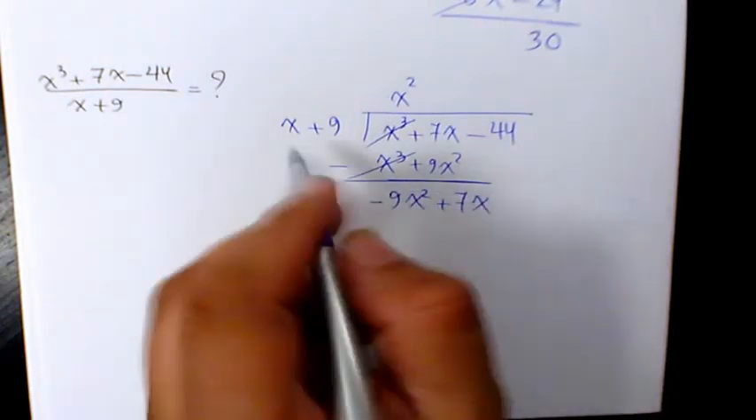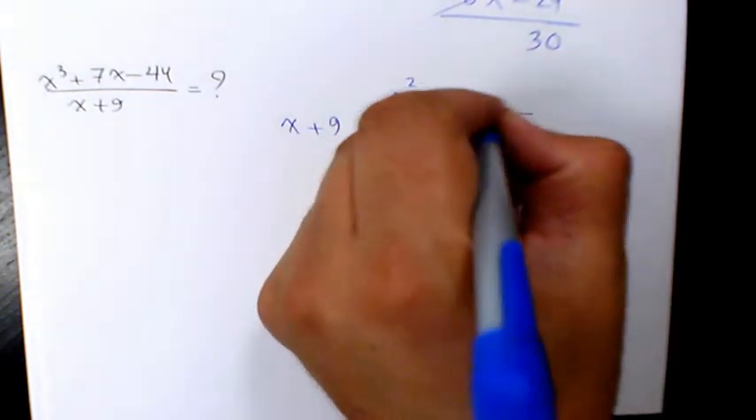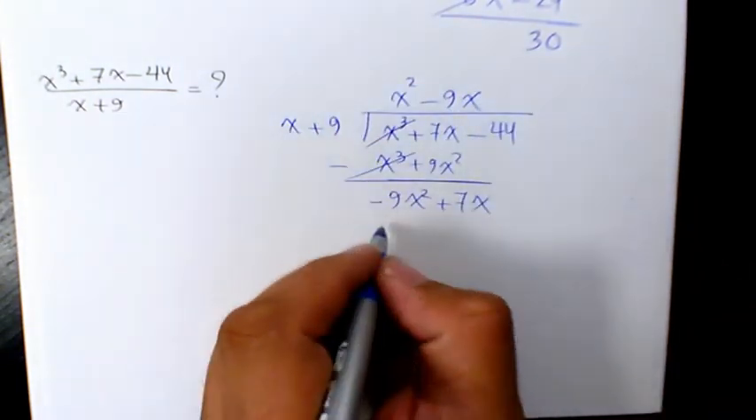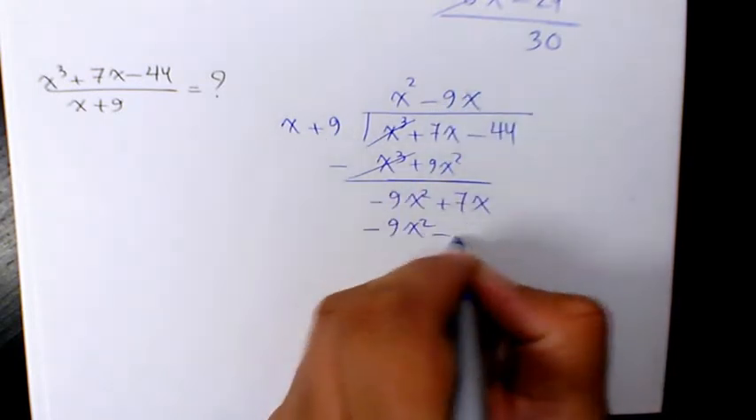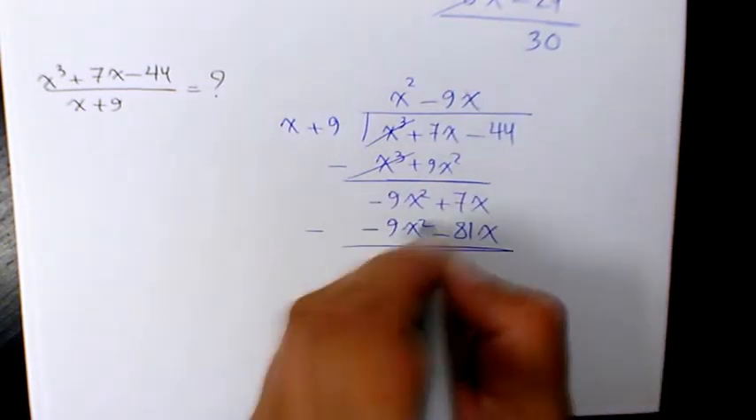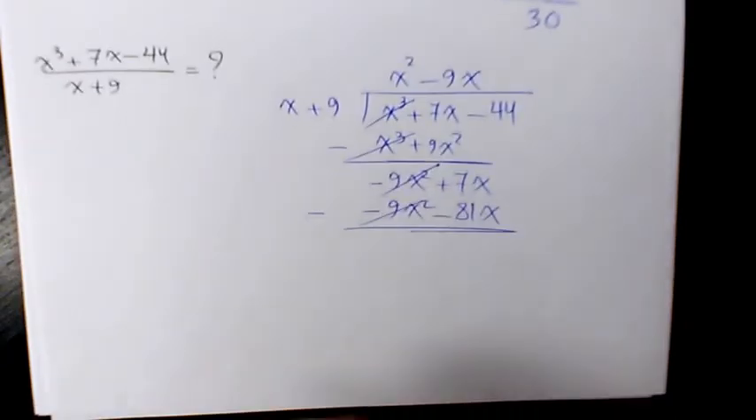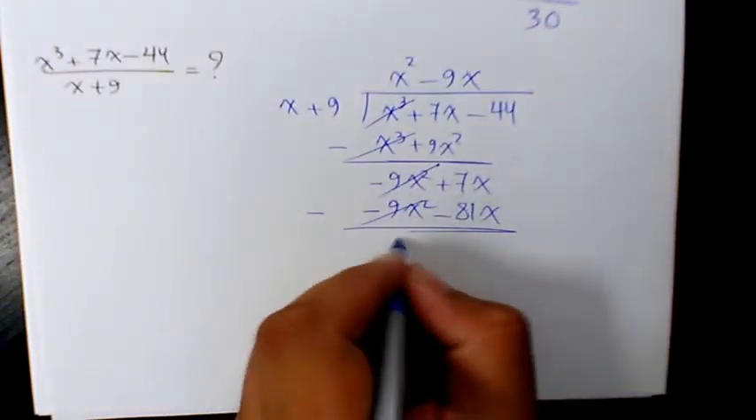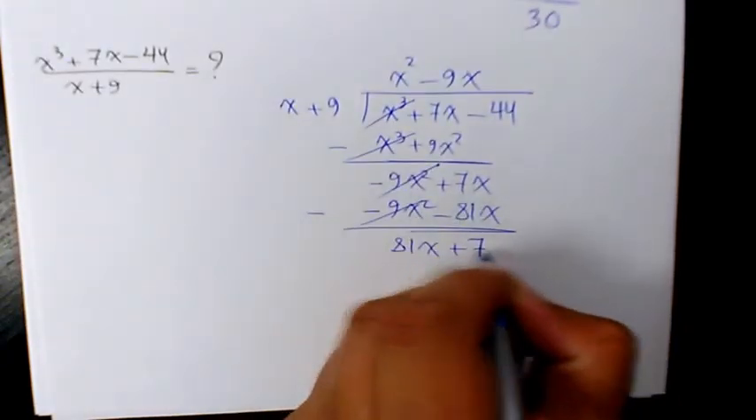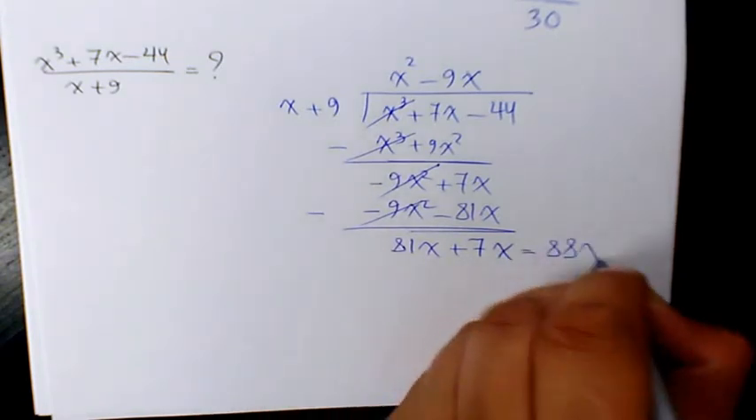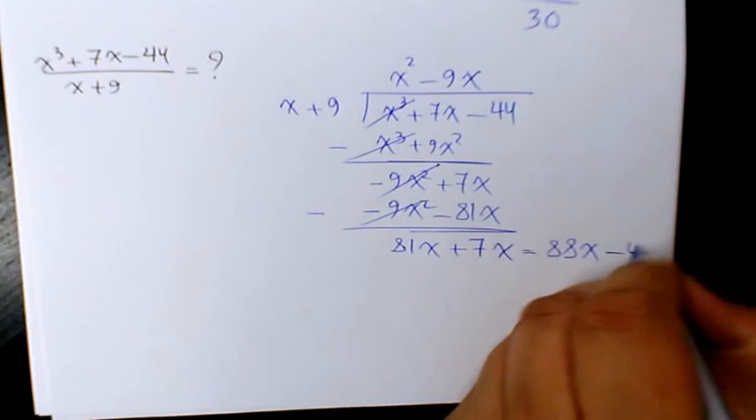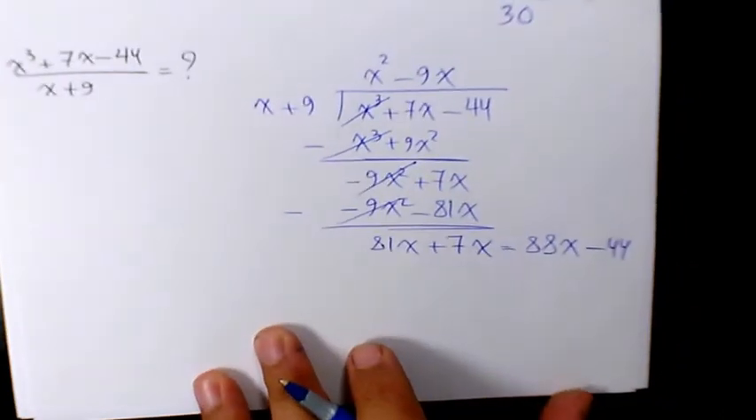Negative 9x squared divided by x is going to be negative 9x. Negative 9x times x is going to be negative 9x squared. Negative 9x times 9 is going to be negative 81x. When you subtract it, these two cancel out. And we have positive 81x plus 7x. That's going to give me 88x. And you bring the next number down, negative 44.